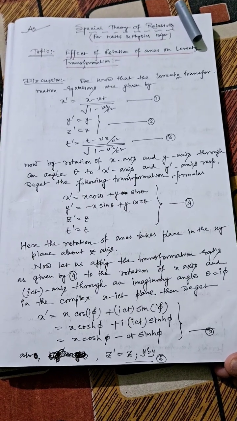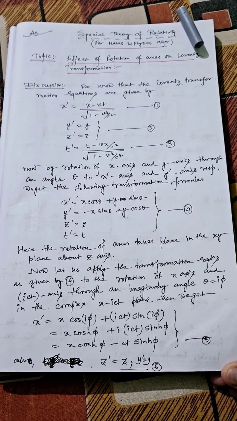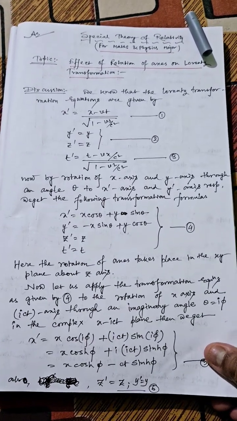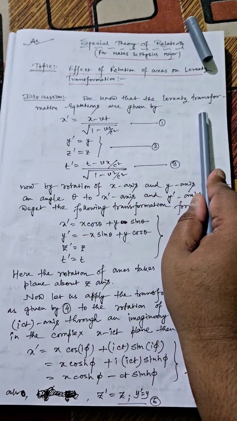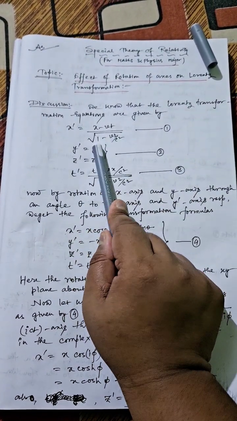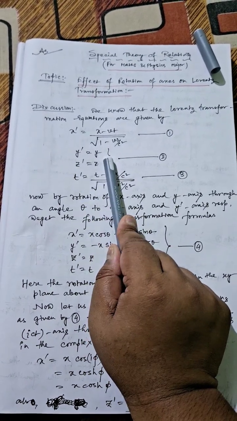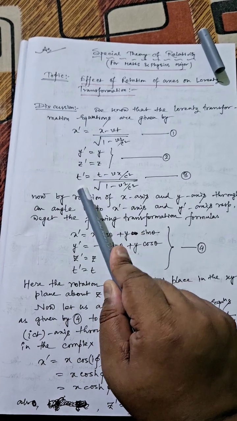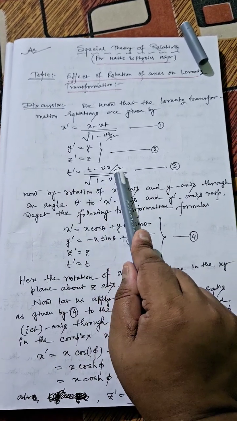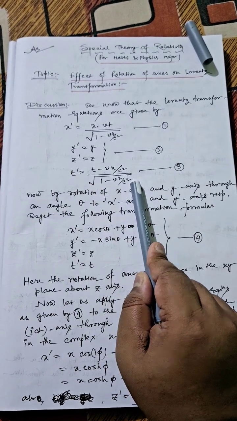In this video, I am going to discuss the effect of rotation of coordinate axis on Lorentz transformation. As all of you can see, I have started with the basic Lorentz transformation equations that are given by x' = (x - vt)/√(1 - v²/c²), y' = y, z' = z, t' = (t - vx/c²)/√(1 - v²/c²).